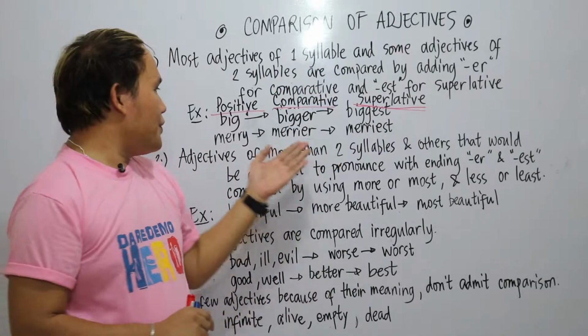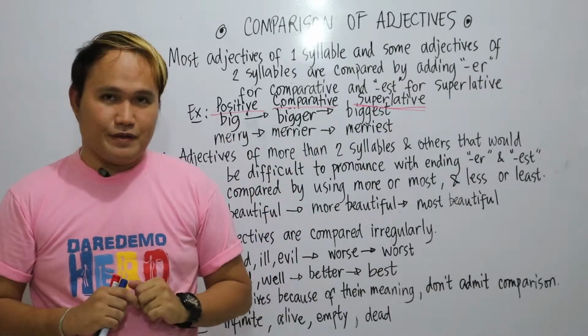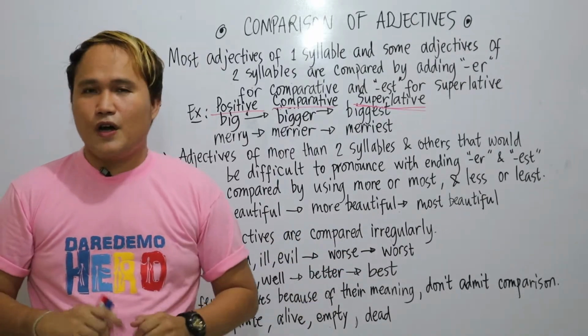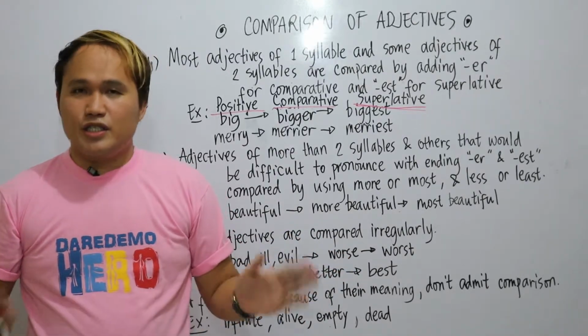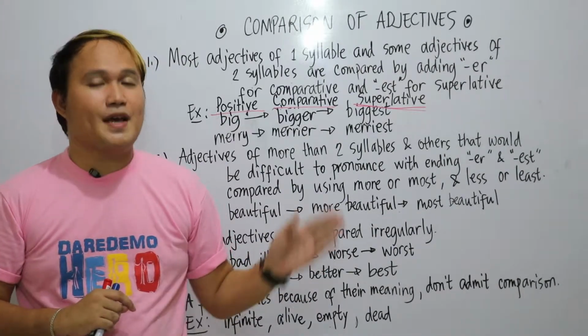Okay? First, we have the positive, which is the simple form of adjective. We have, for example, big, small, tall, and delicious. Those are examples of the simple form, the positive degree.